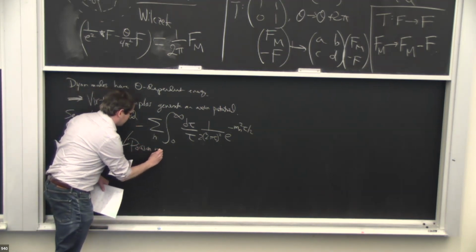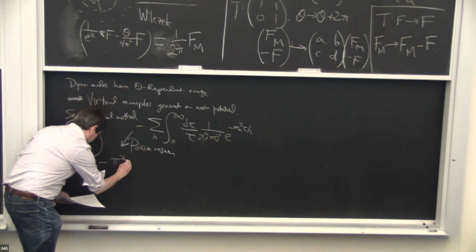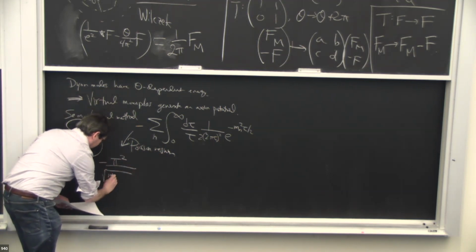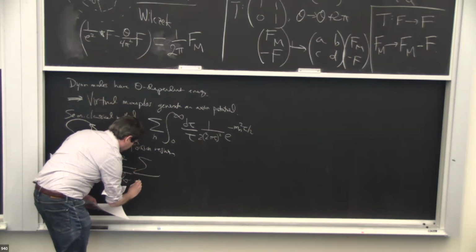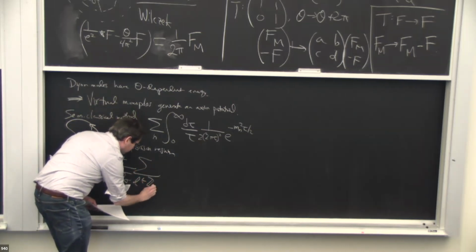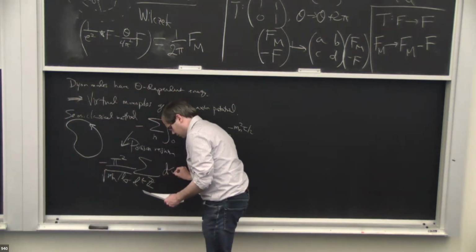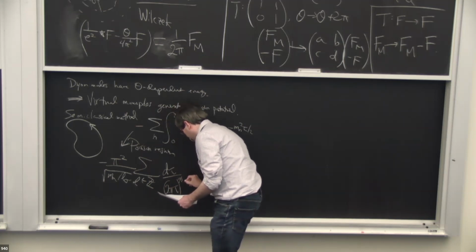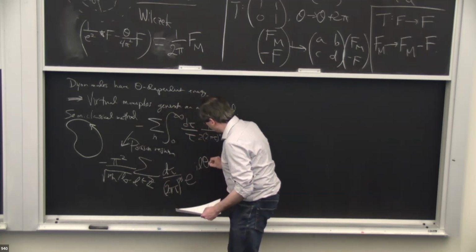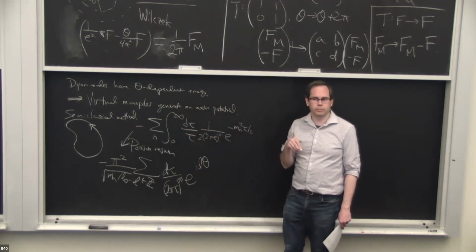Poisson resum. And you get some formula, which is a different sum over a different set of integers, not n anymore. I'll call them L. And now every term in your formula has this explicit e to the i L theta. So you're getting the harmonics of the potential.